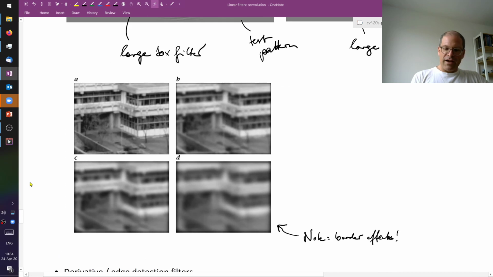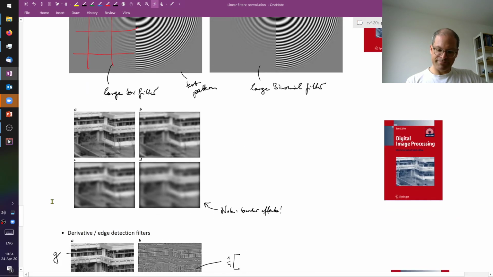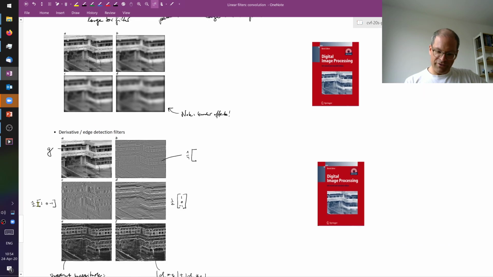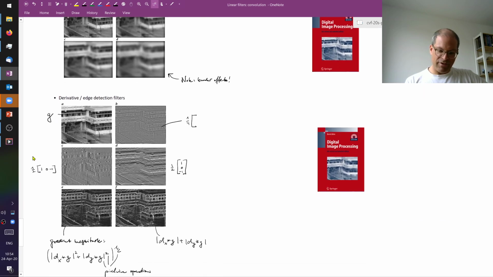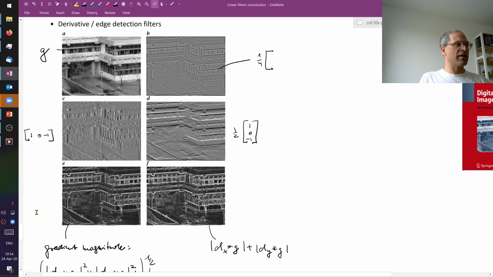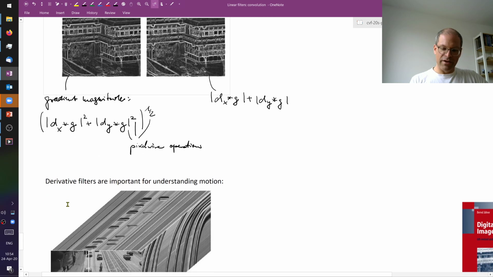Good. Now, well, we can use bigger smoothing filters. And here, for example, you see these border effects. The image becomes darker on the outside. If you use these derivative filters, then you can highlight horizontal or vertical edges, or you can compute edge strength. This is sometimes used for image sharpening and is also used for all kinds of other applications.